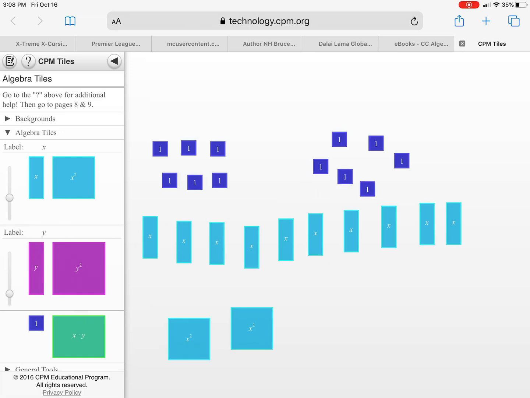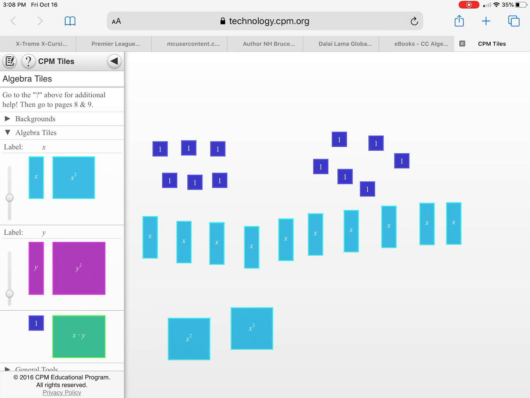So these are the algebra tiles that we use to represent that equation: 2x squared, that's down on the bottom, plus 10x, those in the middle, plus 12, and we've got the 12 ones on the top. Now we want to build a rectangle out of these tiles so that we can then find the base times height of that rectangle for our area statement.